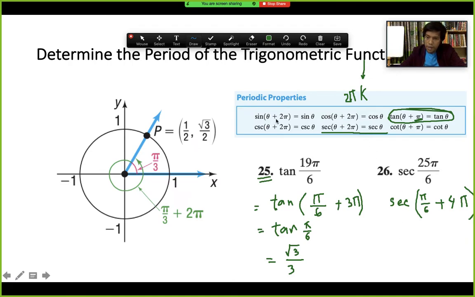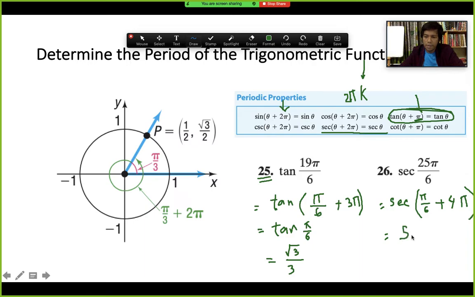And this is true for this line also. So this will be pi k, and this will be 2 pi k, and the value of k can be anything. Here the value of k is 3. It can be any integer value. We have to say integer value because it can go to the negative side as well.